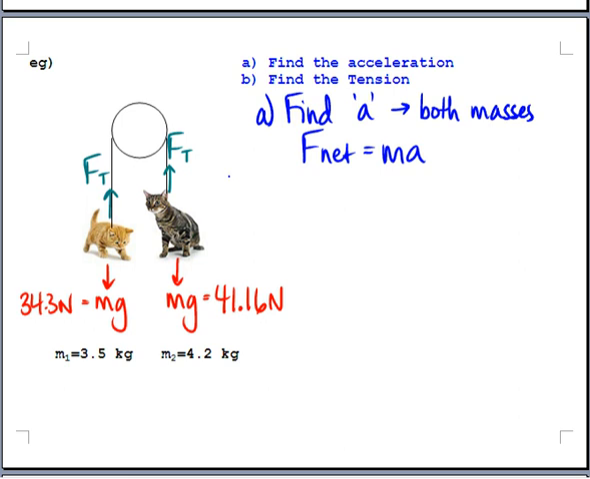I know that the gravitational force is the winner because that big cat's going to accelerate down. And that force is fighting against the force of tension. Plus, we have to look at what's happening with the small kitty. We've got, in this case, the tension force is going to win. We know that cat accelerates up. It's fighting against the 34.3 newtons of gravity.